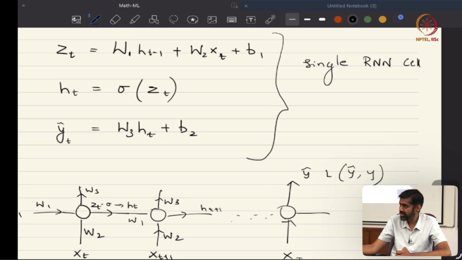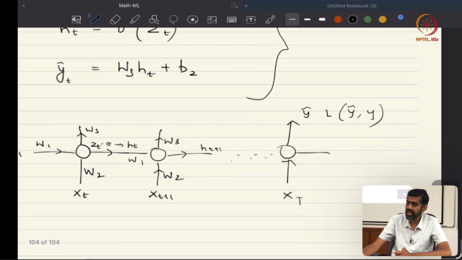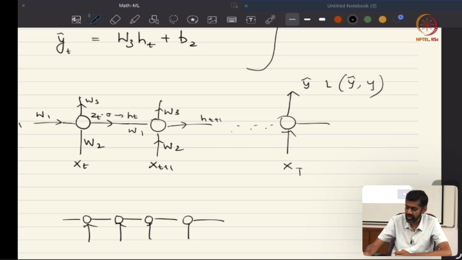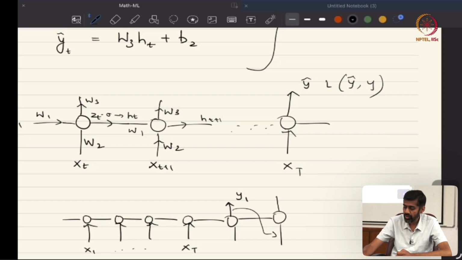So tap the output at each of the x's, right? So give the entire input. There are multiple ways to do that as well. Typically this is how it is done, in an auto-regressive way, where you have x1, x2 up to x capital T, you do not tap. Then the next cell, you start tapping the output. This is y1. Now take this y1 and give it as an input to the next cell and get your y2, and keep doing this.